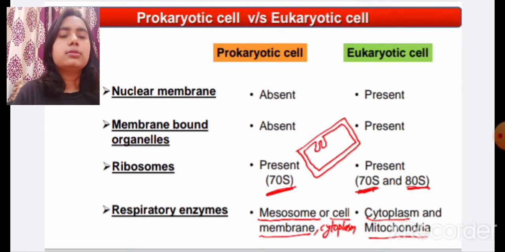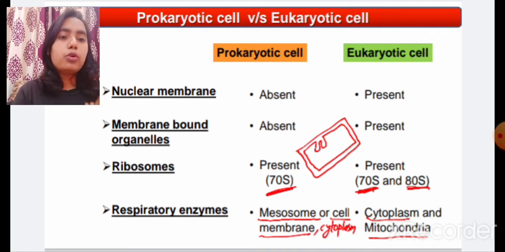Next point is, differentiate between prokaryotic cell and eukaryotic cell. Nuclear membrane is absent in a prokaryotic cell but present in a eukaryotic cell. Membrane-bound organelles are absent in a prokaryotic cell but present in a eukaryotic cell. Membrane-bound organelles, like mitochondria and chloroplast, are absent in a prokaryotic cell.